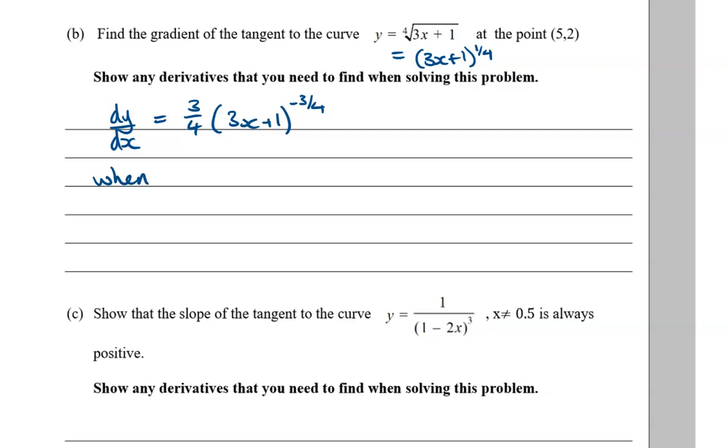So when x equals 5, dy by dx equals 3/4, 3 times 5 plus 1 to the power of minus 3/4. And that comes to 3/32.